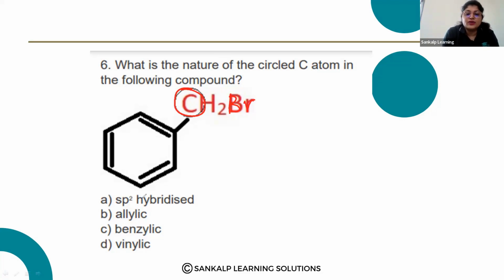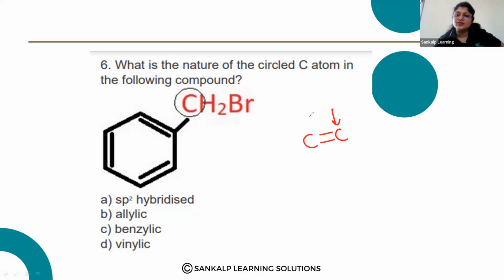We have seen what is sp2 hybridized. Sp2 hybridized means it should have a double bond, so it should be linked to a double bond. But no, this is linked to two. What do you mean by sp2 hybridized? Sp2 means that carbon should be linked to a double bond.